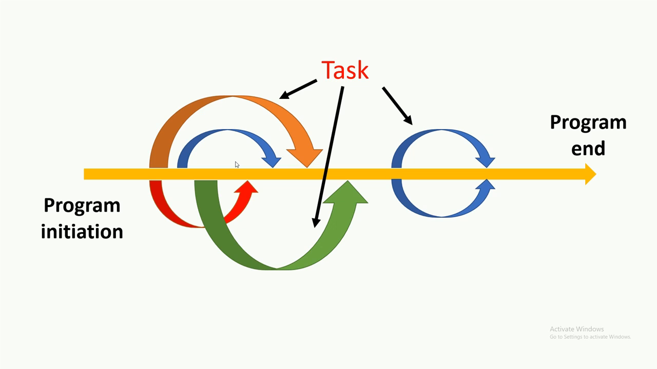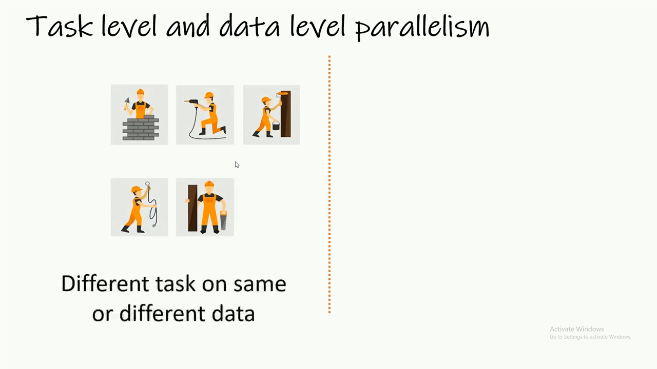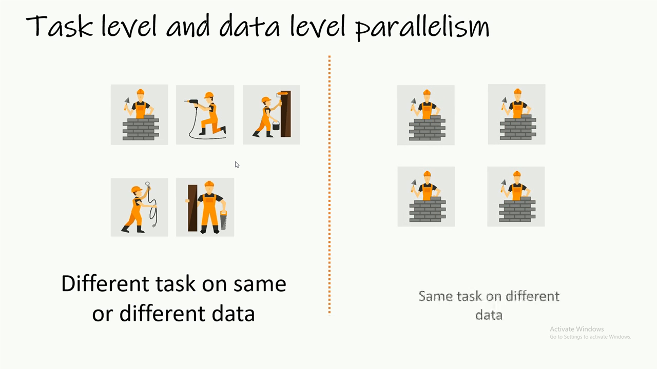There are two types of parallelism: task level parallelism and data level parallelism. For example, in our house building tasks, we can assign different workers to perform different tasks at the same time. This type of parallelism is referred to as task level parallelism. And also, we can assign multiple workers to perform the same task. For example, we can assign multiple people for bricklaying at the same time. We can compare this to multiple threads which are executing the same instruction but on different data. This type of parallelism is referred to as data level parallelism.